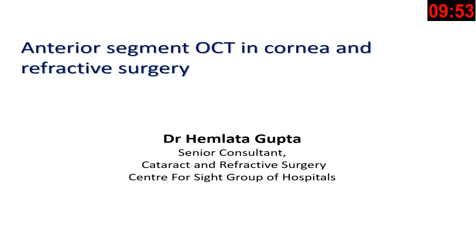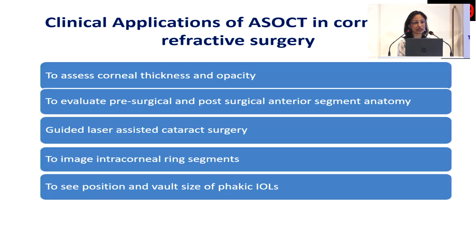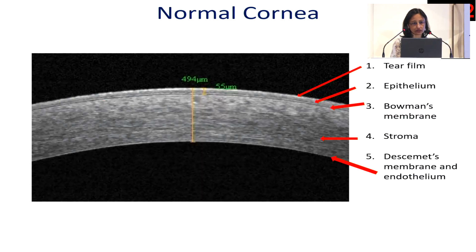So I'll be talking mainly about the clinical applications of anterior segment OCT in cornea and refractive surgery. We use the AIOS2025 to assess the corneal thickness and opacity, to evaluate the pre-surgical and post-surgical anterior segment anatomy, for guided laser assisted cataract surgery, to image intracorneal ring segments, and to see the position and vault size of the phakic IOLs. And there are many more applications. I'll be showing a few interesting cases also.